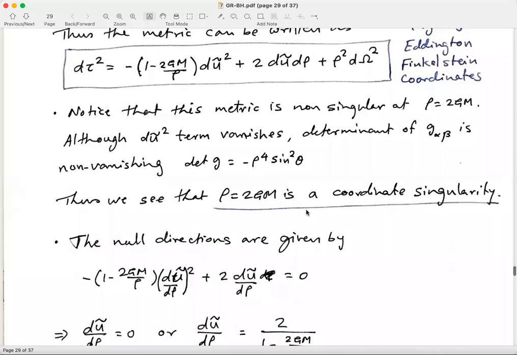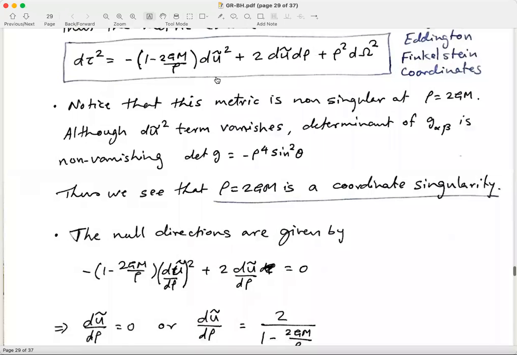Fine. So let's try to look at the null directions in this particular case. We are trying to look at radially infalling directions, so d omega squared can be set to 0. Then the null direction would be just setting d tau squared equals 0, which follows from this equation. So this would tell you that you have (1 minus 2 gm by rho) times (du tilde by d rho) whole square plus 2 times du tilde by d rho is equal to 0.